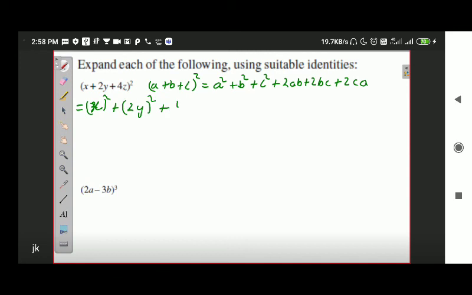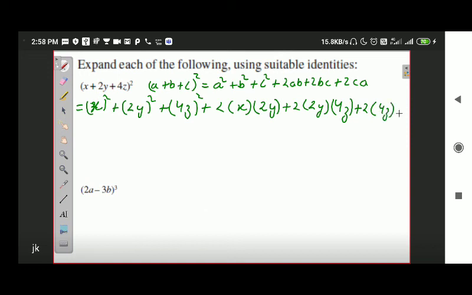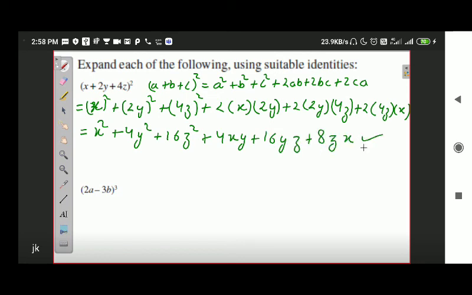So using this identity, we will expand it as first term square plus second term square plus third term square plus 2 into first term into second term plus 2 into second term into third term plus 2 into third term into first term. So this will be x square plus 4y square plus 16z square plus 4xy plus 16yz plus 8zx. So this is the final answer.